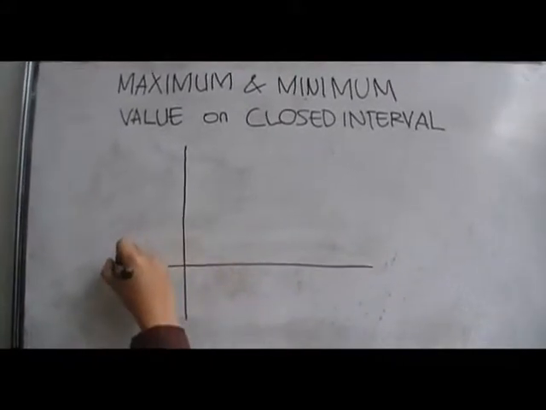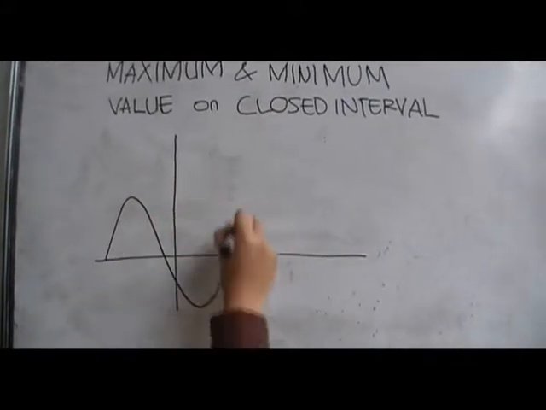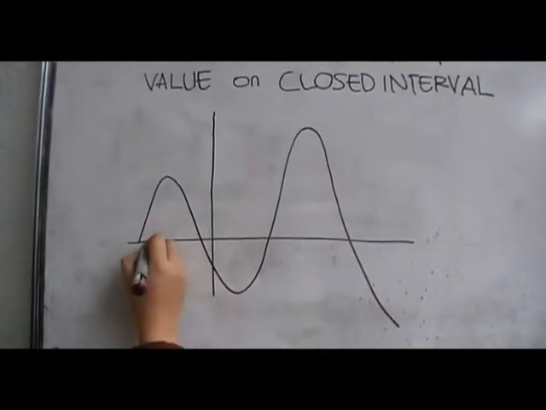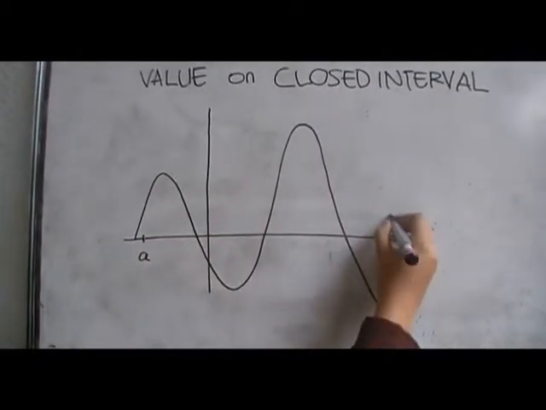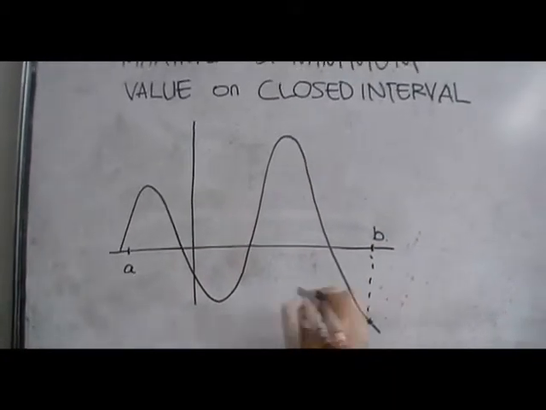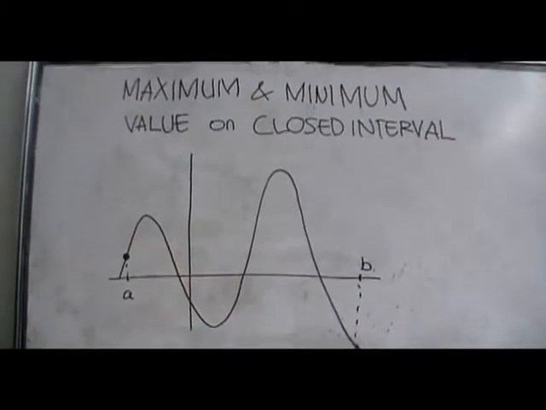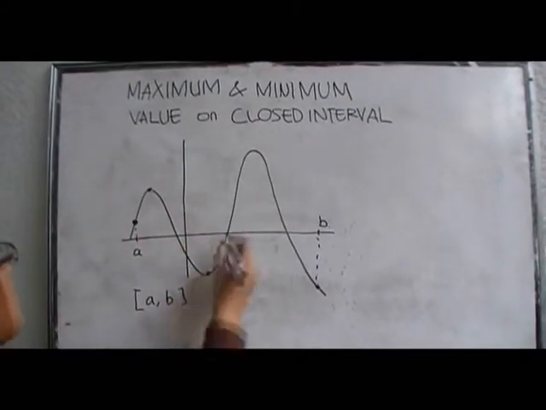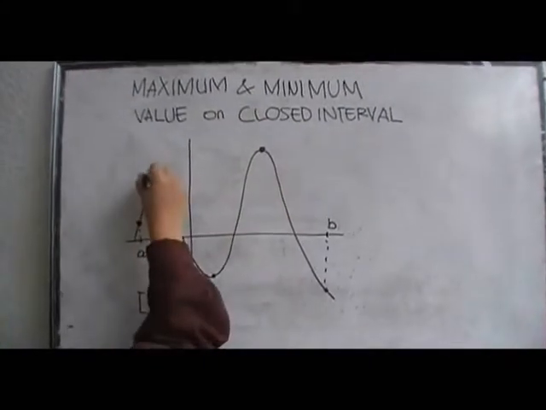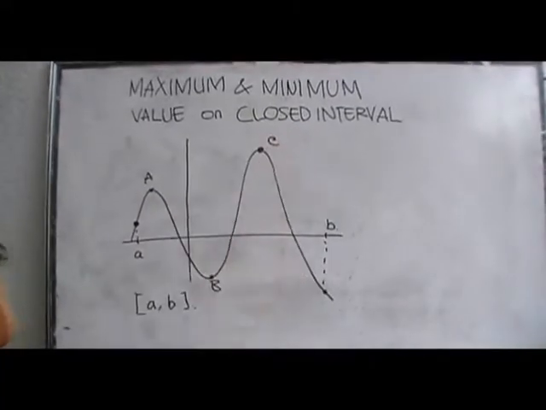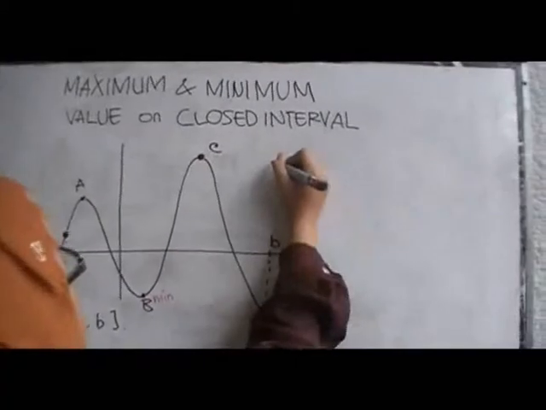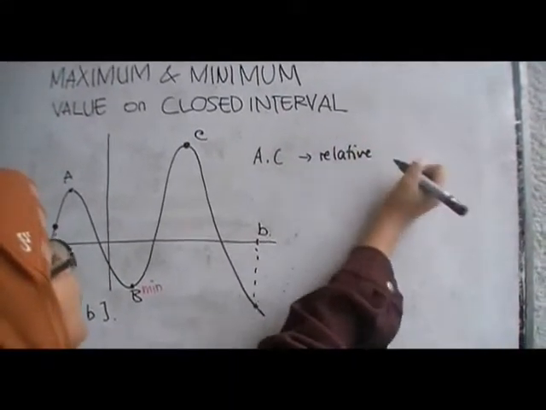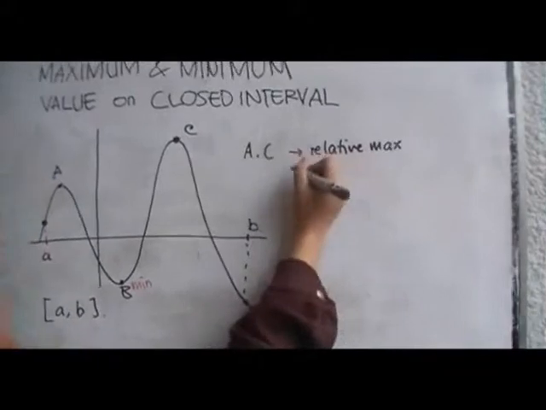If I have a graph like this, and I have a closed interval, this is point A and this is point B. So this graph will be in a closed interval between A and B like this. I have three critical points, A, B, and C. Then I can say that points A and C are relative maximum points.